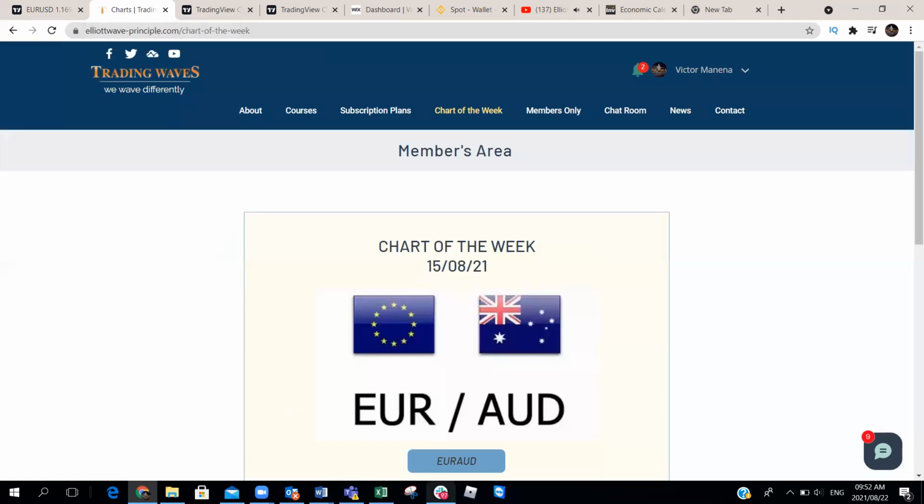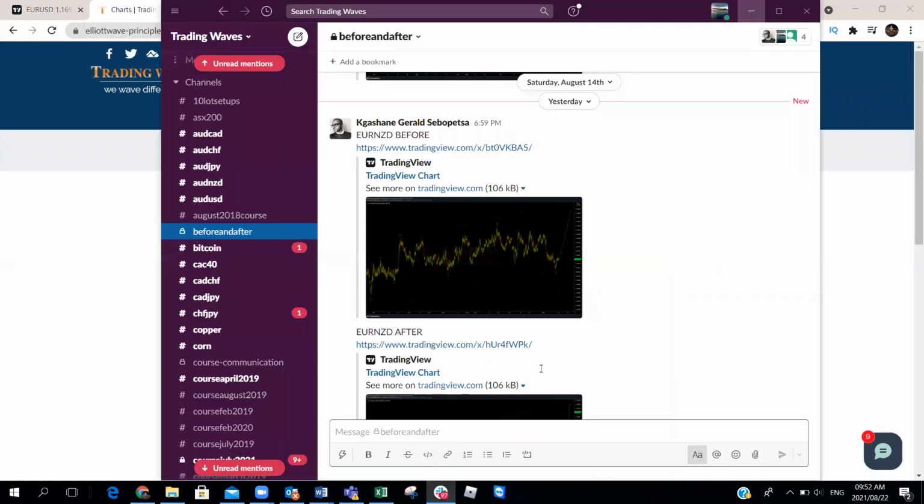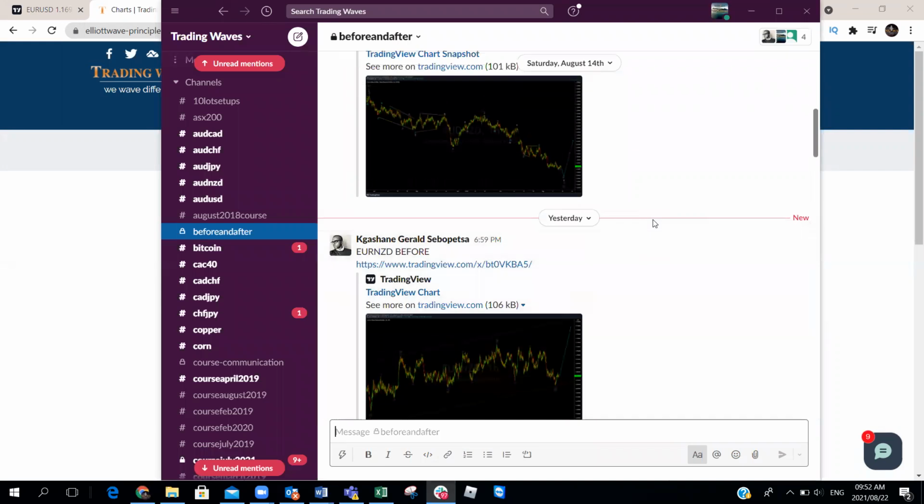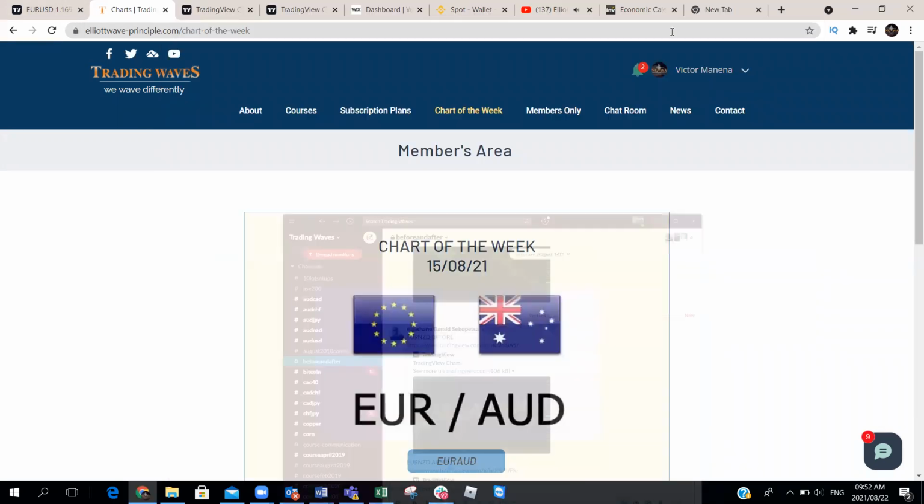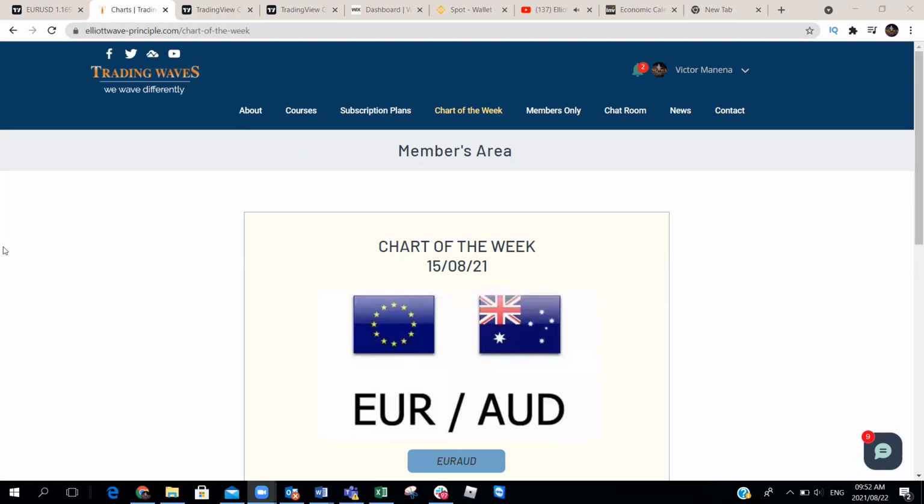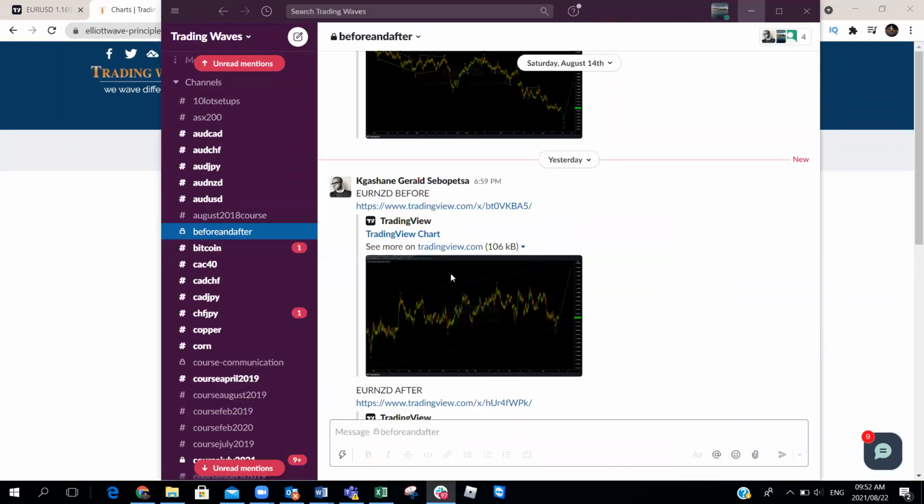So let's get started with the trade recap. How did the market play out last week? You guys had the EURAUD setup as chart of the week. We took Euro New Zealand in our group. We've got a live trading room Mondays to Fridays in our group every day just before the start of the London session. So let's have a look at the trade setups we looked at.